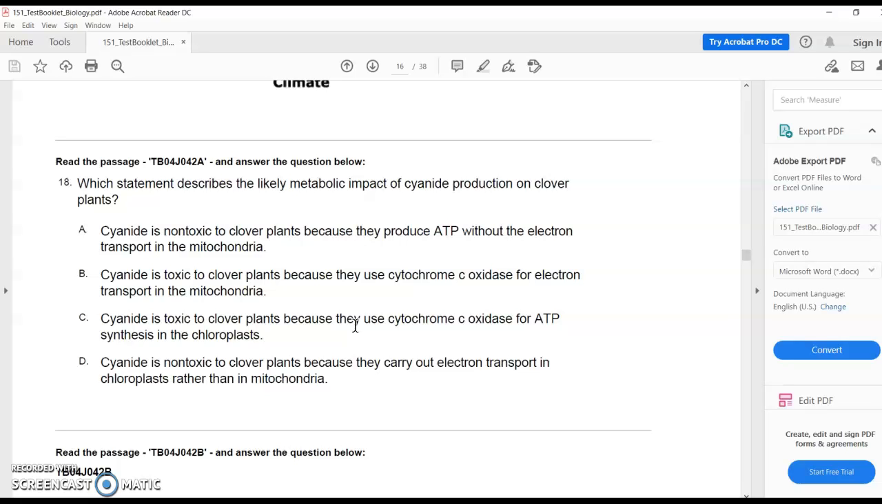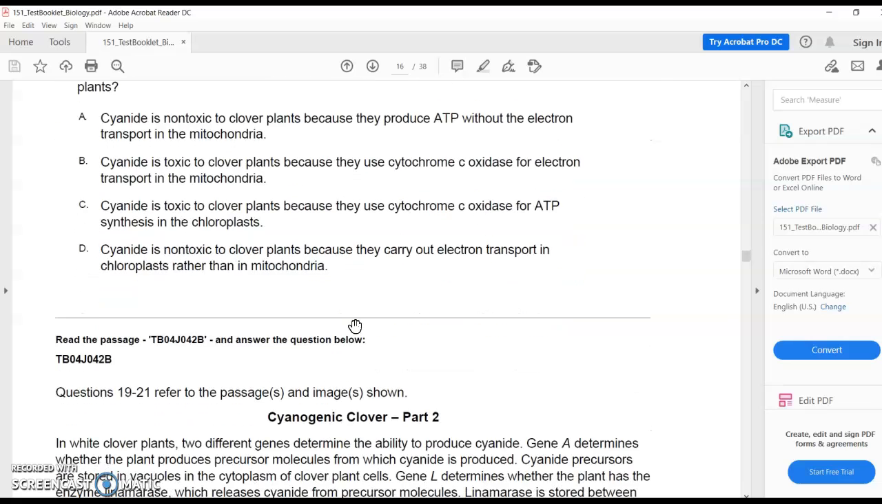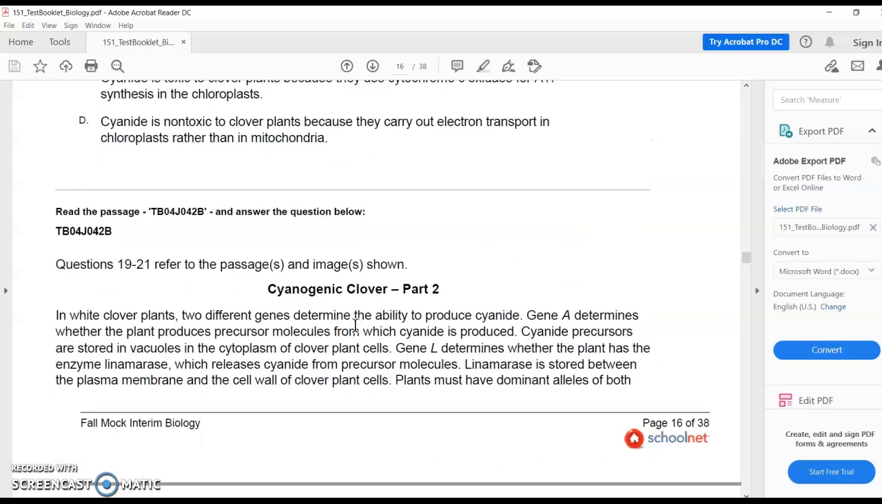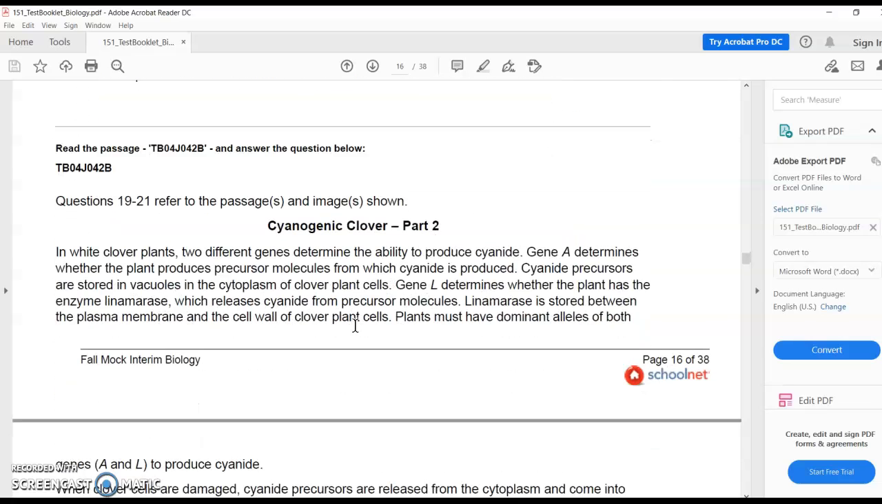It is also toxic to the clover plants because they also use that enzyme, that cytochrome C oxidase, for electron transport. So it's going to interrupt the use of oxygen as well for them if they do have to release that cyanide, that toxin. Questions 19 through 21 are for part 2, and we get into some genetics here.